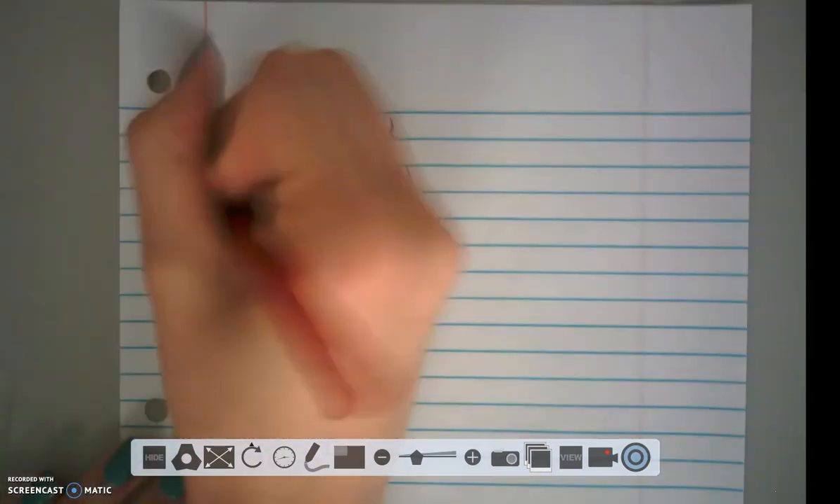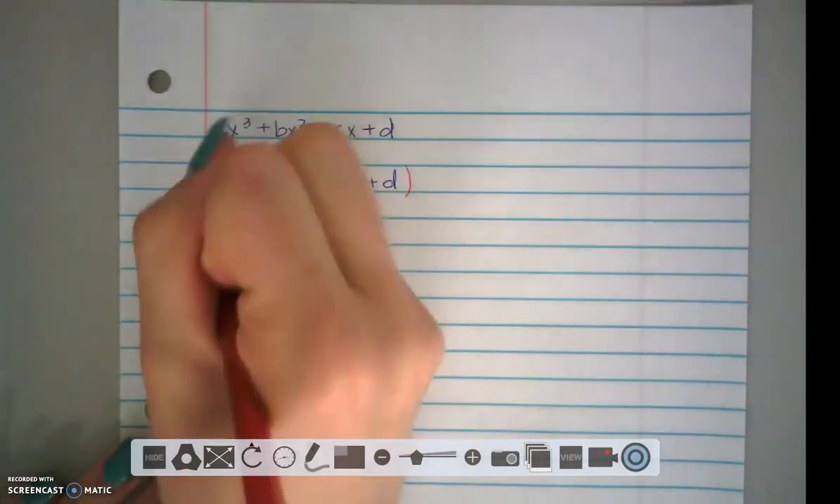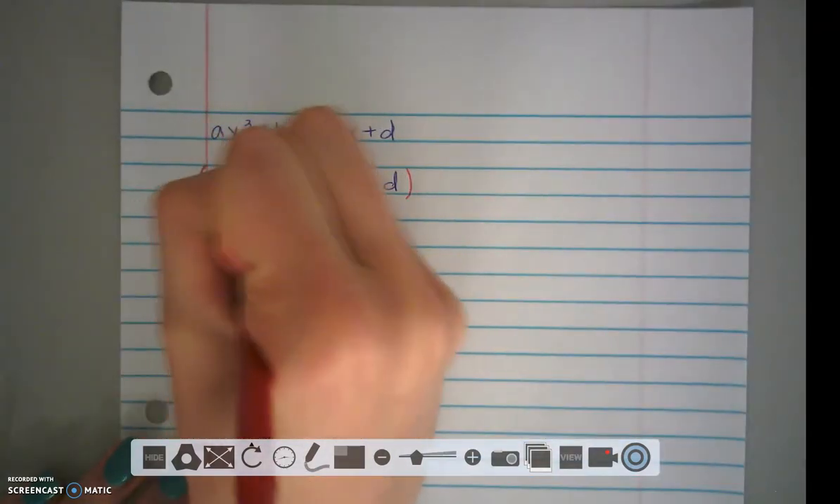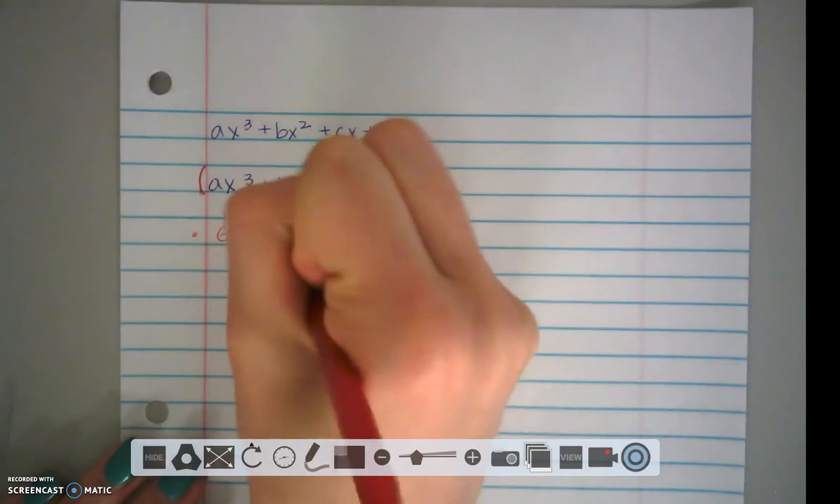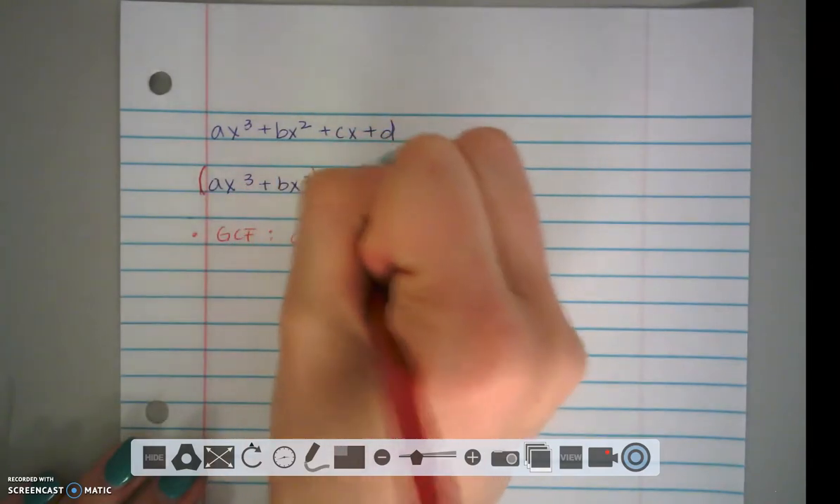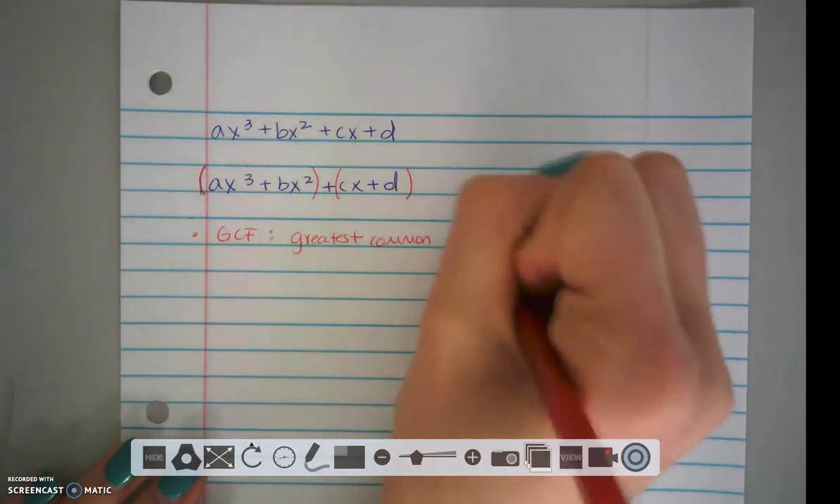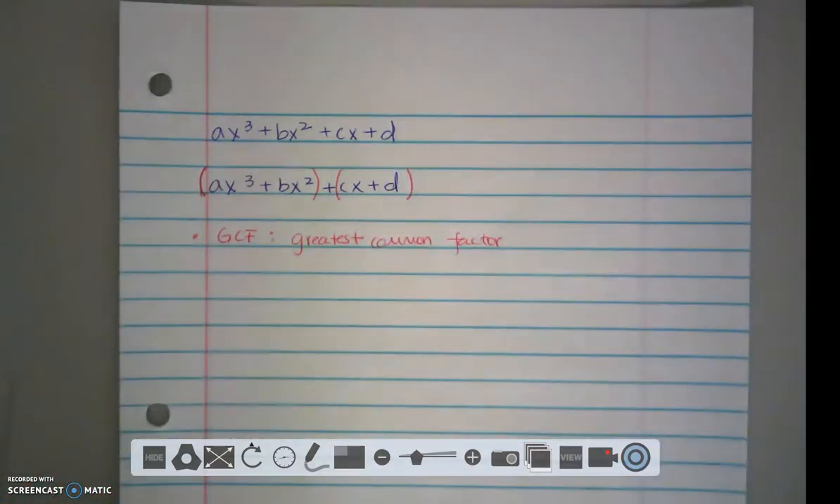When we group them like this, we're going to be looking for things like a GCF. Remember, GCF stands for greatest common factor. What are the numbers or the variables that these 2 groups have in common? You'll factor those out and we'll continue on with the process. So let's look at an example.